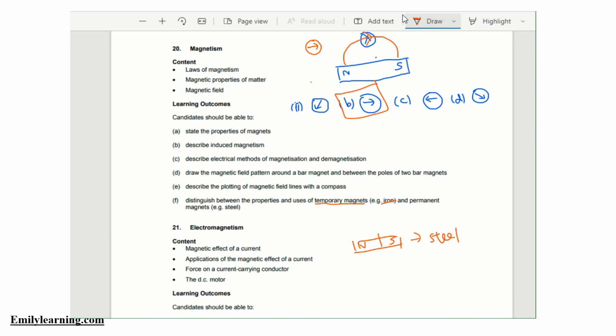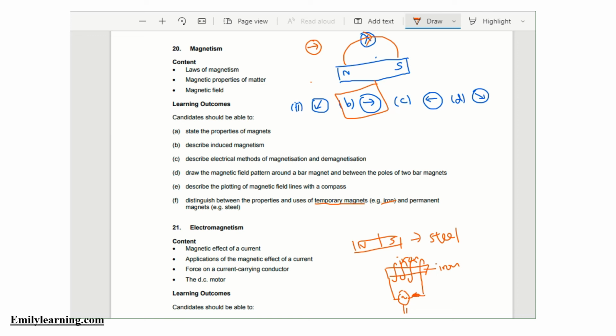But for some applications like the electric doorbell and so on, we need a temporary magnet. So what we'll do is place this iron bar into a solenoid, connected to either an AC or a DC supply. Both are okay if you want to make a temporary magnet. When the switch is open, this is not a magnet, and when the switch is closed, electric current flows through this solenoid, and this iron piece becomes magnetized. So this is why you use iron for temporary magnets.